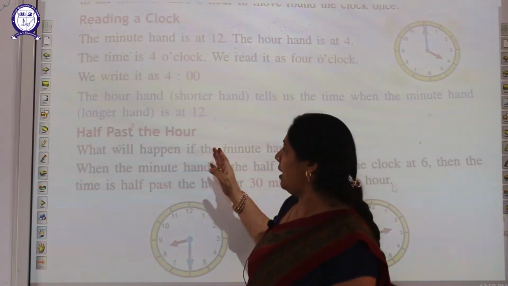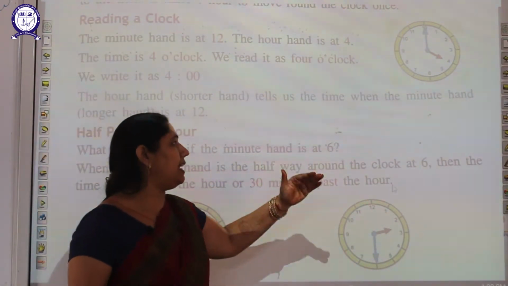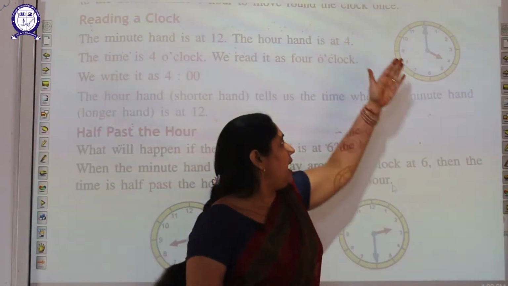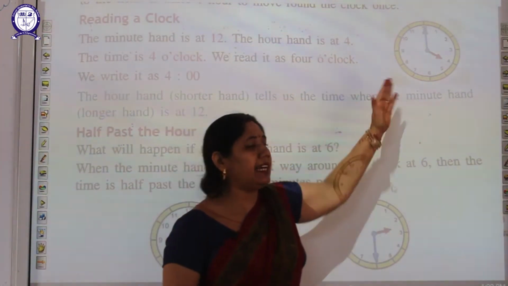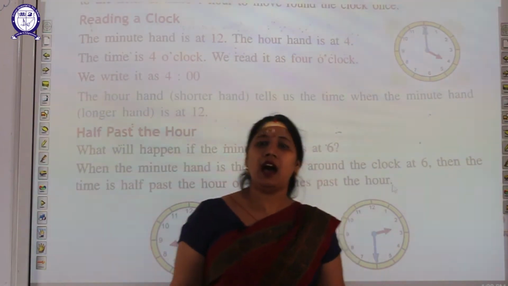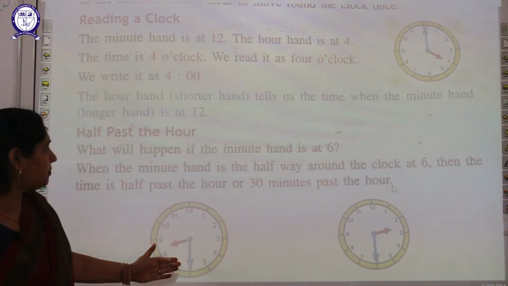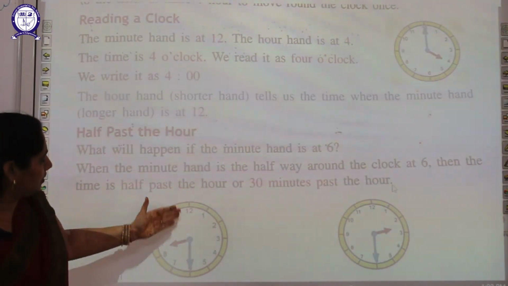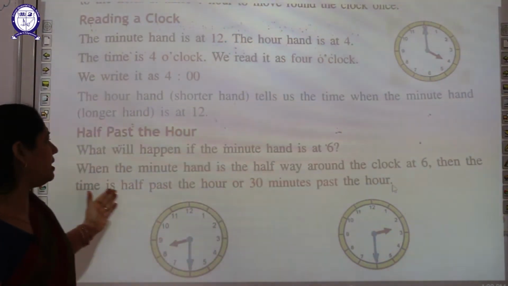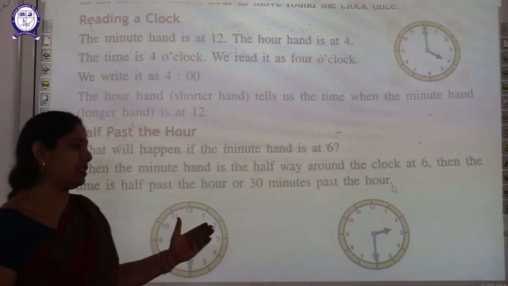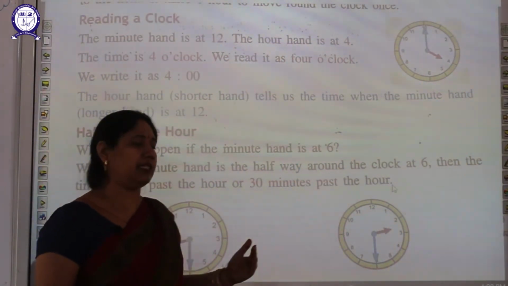Half past the hour. What will happen if the minute hand is at 6? Look here, when the minute hand is halfway around the clock, at 6, 6 is half of 12, then the time is half past. We have to say half past or 30 minutes past.